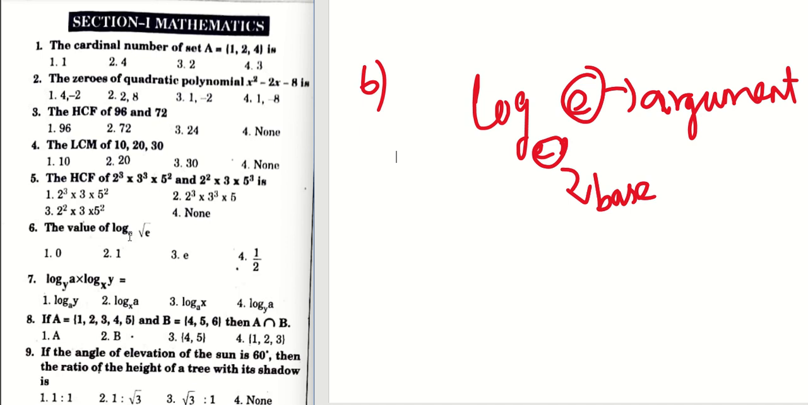So, by seeing this, you will get a clue. What is the clue you are getting over here? The base and the argument are the same. How can you make this argument the same? Because here you need only e. As you know, if I want to take root e, I can write it as e to the power of 1 by 2. Root, you can write it as to the power of 1 by 2.